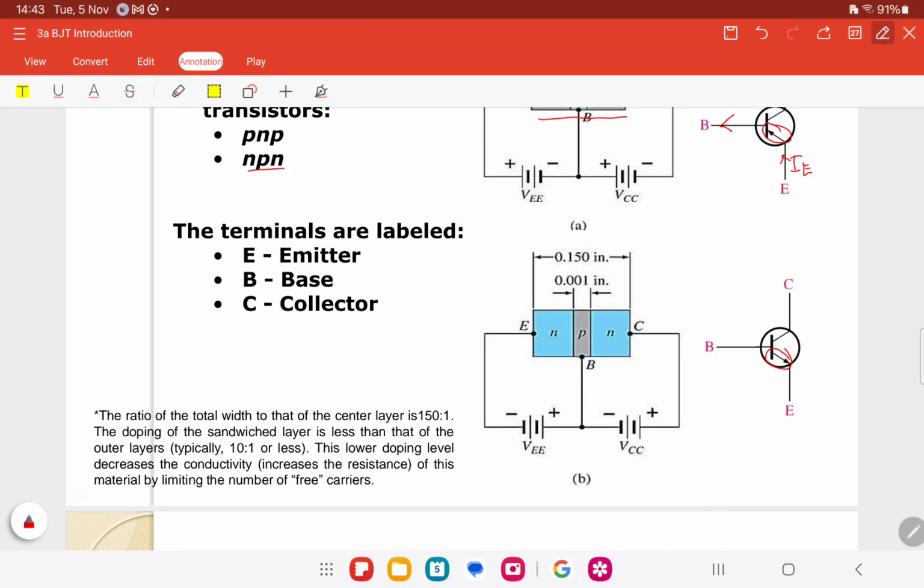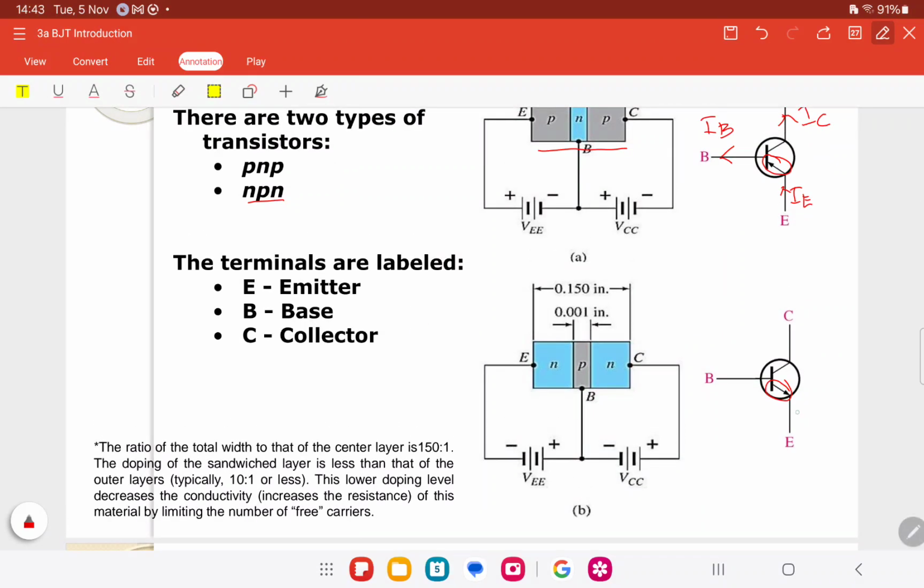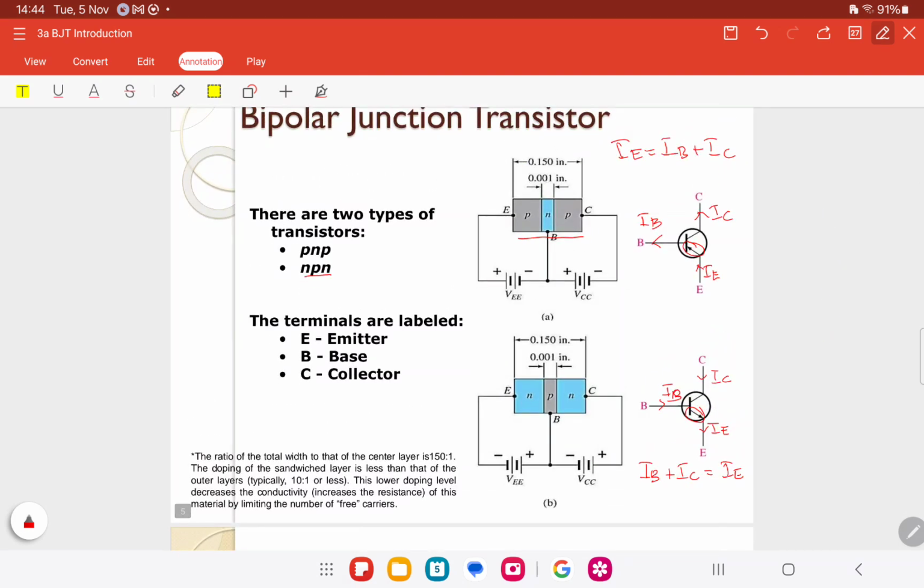Kalau for NPN, IE, sebabkan ini tu keluar, yang ini akan masuk. So IB plus IC equals IE, sama tak dengan yang atas tadi? This one sama kan? It just direction dia je terbalik kan? Okay, alright, so that is 2 types of PNP and NPN.